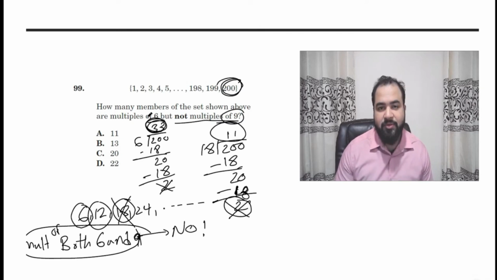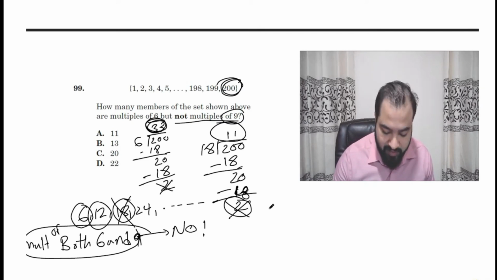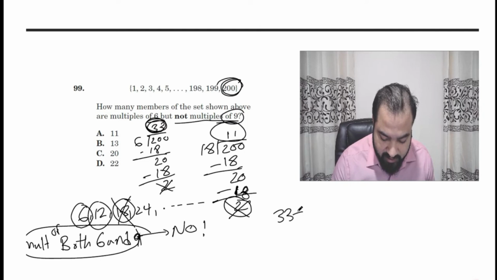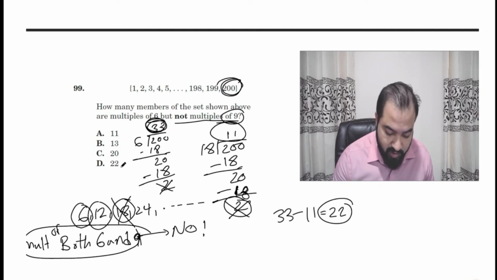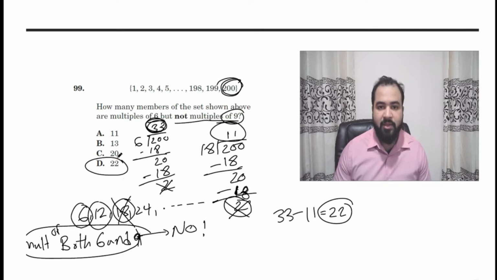So now what to do, guys? I'm pretty sure you don't have an idea. So 33 minus 11, yes. That's 22. So there are a total of 22 of them that are pure multiples of 6.